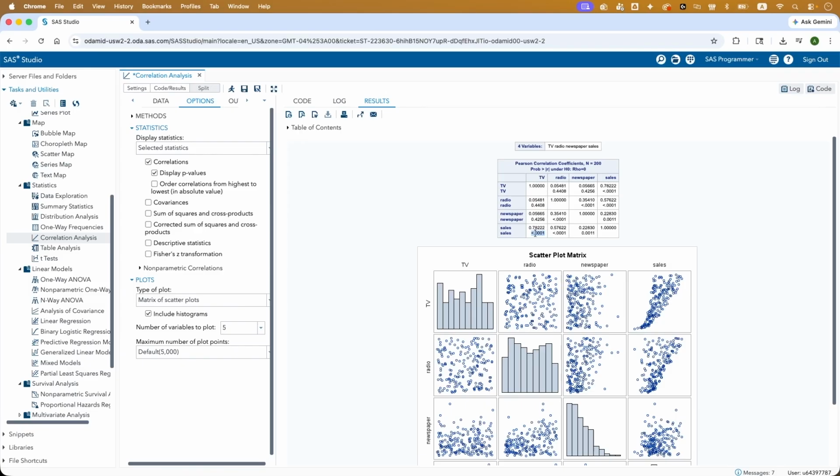It's applicable to the radio. It's about 60%. It's positive, high or medium. It's significant because it's less than 0.05. The newspaper is positive, weak to moderate, fine, but still it's significant as well. It's unlikely to be due to random sampling. So these are the first impression, the first thing that we have to write down.